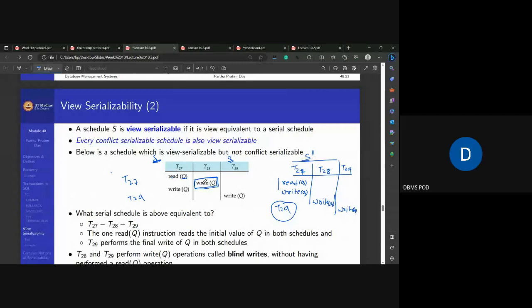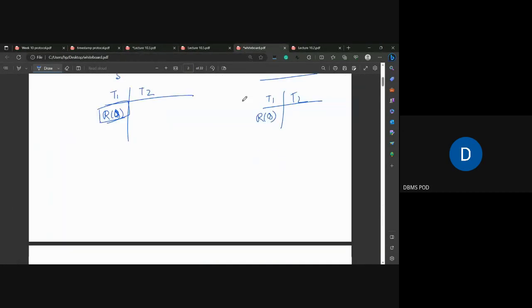Okay, so you are telling that T28 can also write first, right? Yes, sir. Okay, let me give one example of how it actually happens in the backend. Suppose this is a database in the secondary memory, and this is the main memory, or buffer.